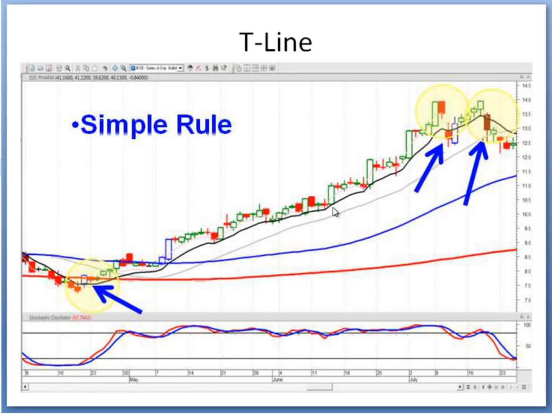What time frame is the T-line? It's the 8 exponential moving average. You can use it on any chart. You could be looking at a 1-minute chart, a 10-minute chart, or a monthly chart. It doesn't matter. They're all going to look the same. Tulip bulbs, yes, works with tulip bulbs.